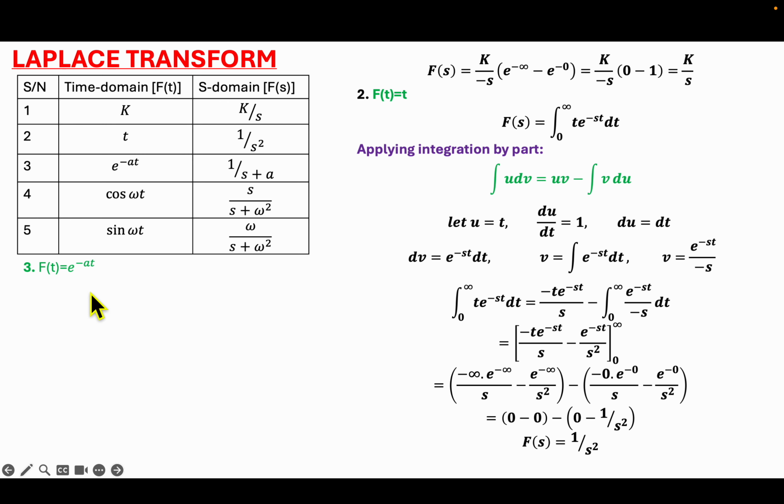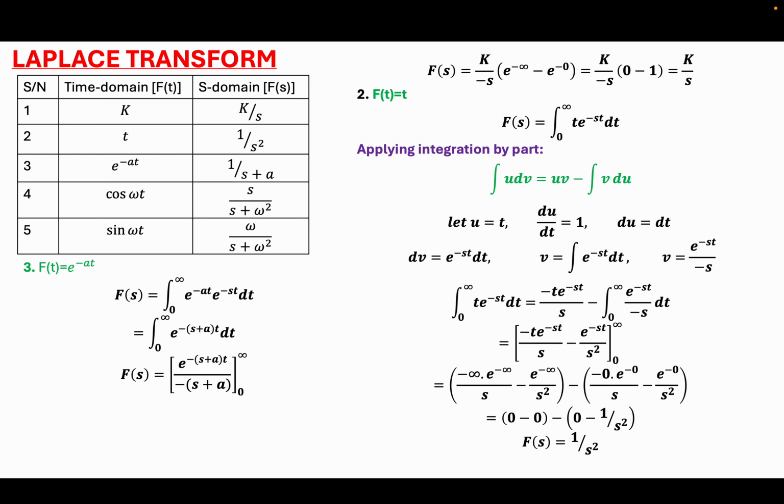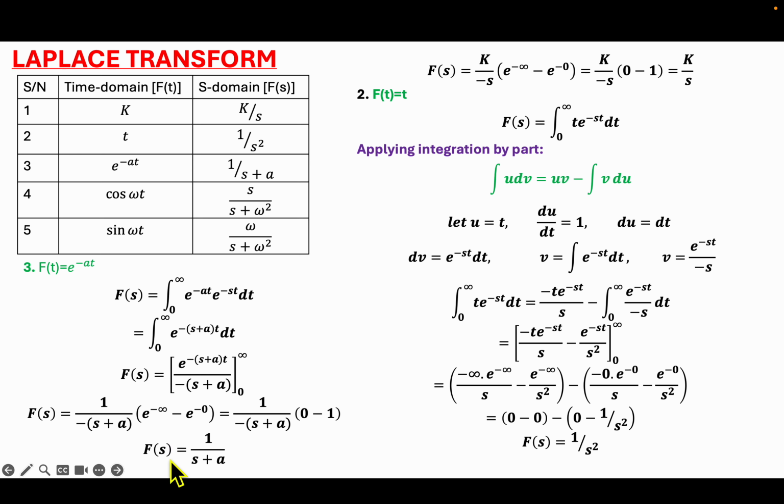and finally my f of s will just be equal to 1 over s squared. So moving to our third function, which is f of t is equal to exponential of minus at. Applying the formula, I will have this, and then applying the law of indices, my exponential will reduce into this. So I just have to apply the formula I showed you for exponential integration, and I will end up with this solution. So I just have to apply the limit here. Applying the limit, it will reduce to this, and then finally my f of s will just be equal to 1 over s plus a.